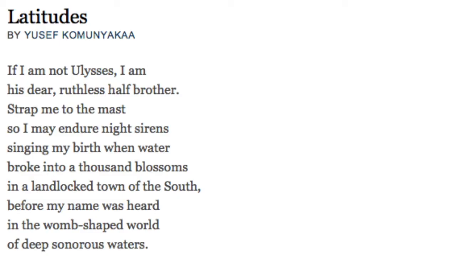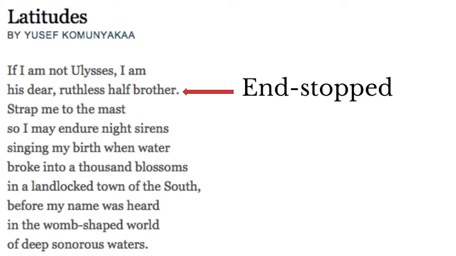This is part of a poem called Latitudes by the poet Yusuf Komunyakaa. If I am not Ulysses, I am his dear, ruthless half-brother. Strap me to the mast so that I might endure night sirens singing my birth when water broke into 1,000 blossoms in a landlocked town of the south, before my name was heard in the womb-shaped world of deep sonorous waters.